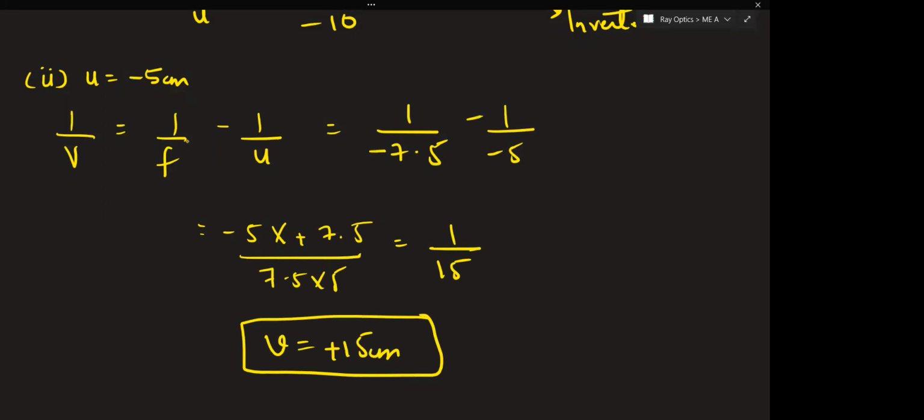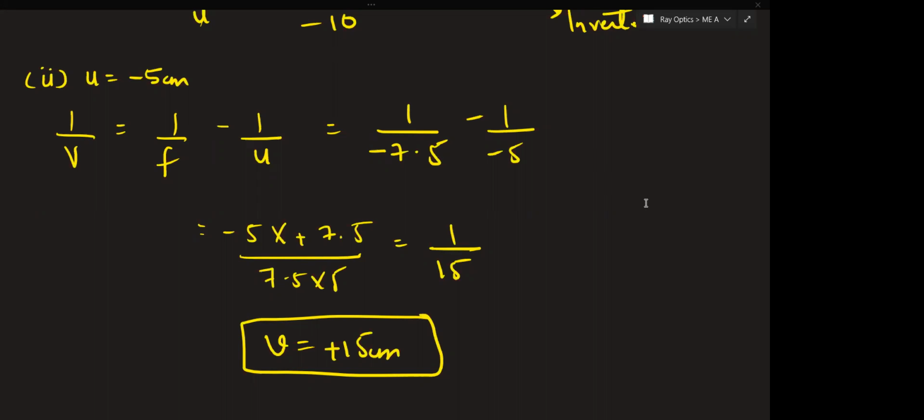It means now your image is formed where? Now your image is formed where? The image is formed 15 centimeters behind the mirror. Understood? That's why you have this positive sign.